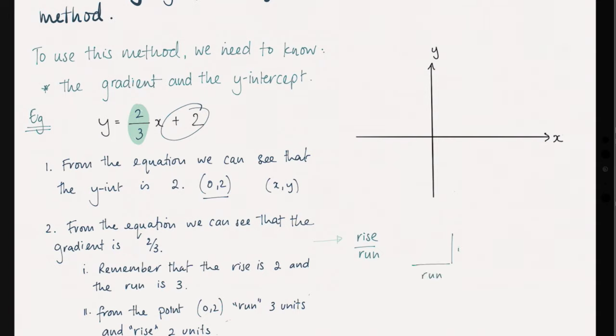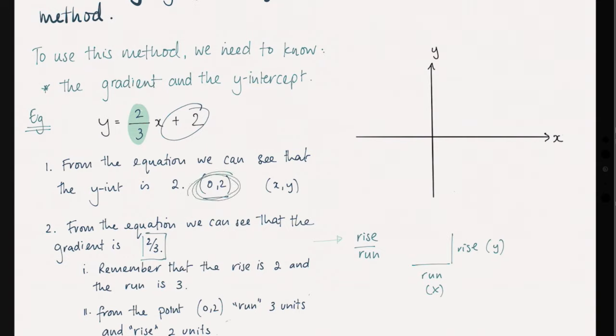So I'll just write run and rise. That's y and that's x. So looking at this particular gradient, remembering that it's rise over run, so the rise is 2 and the run is 3. Now let's go back to the coordinate we found in part 1, which was 0, 2.